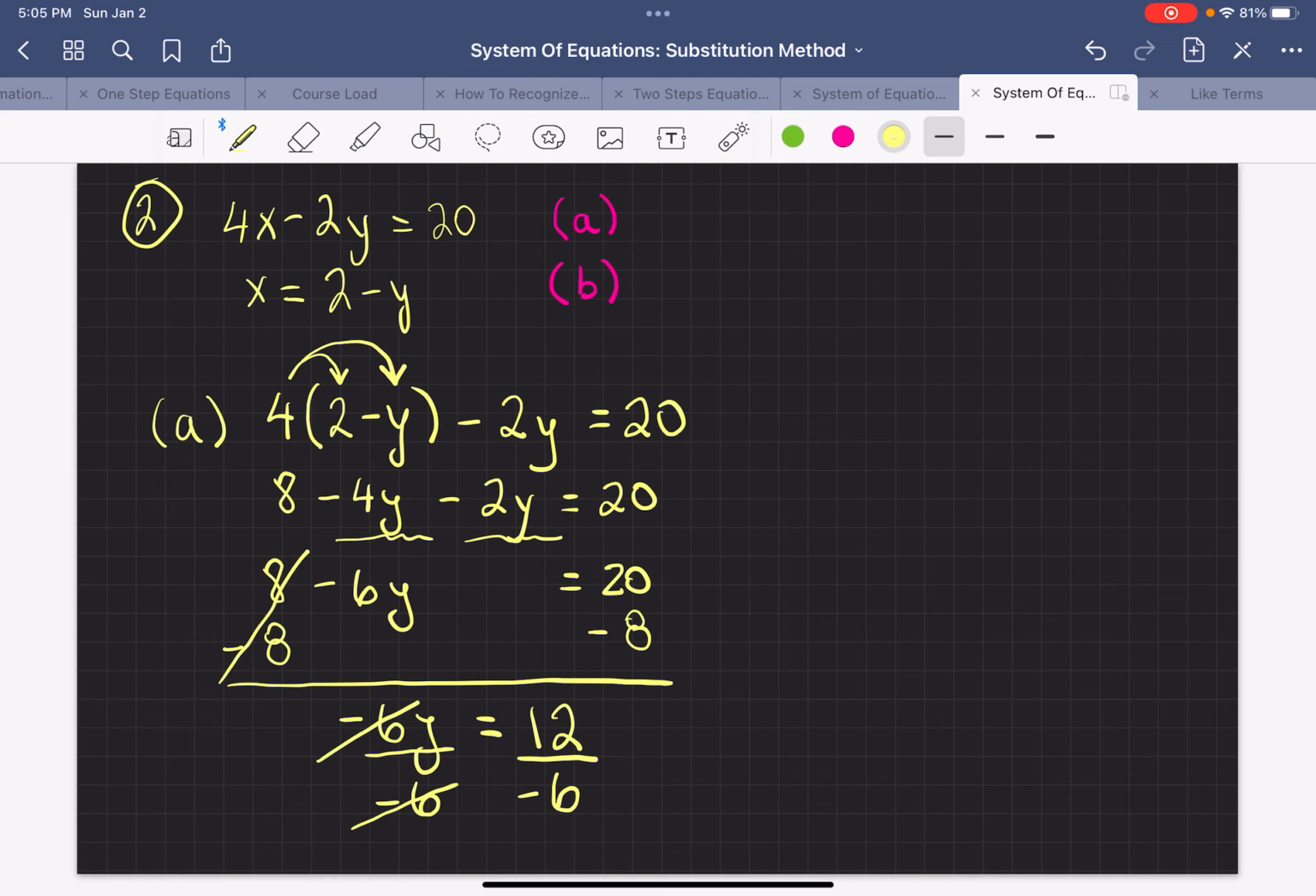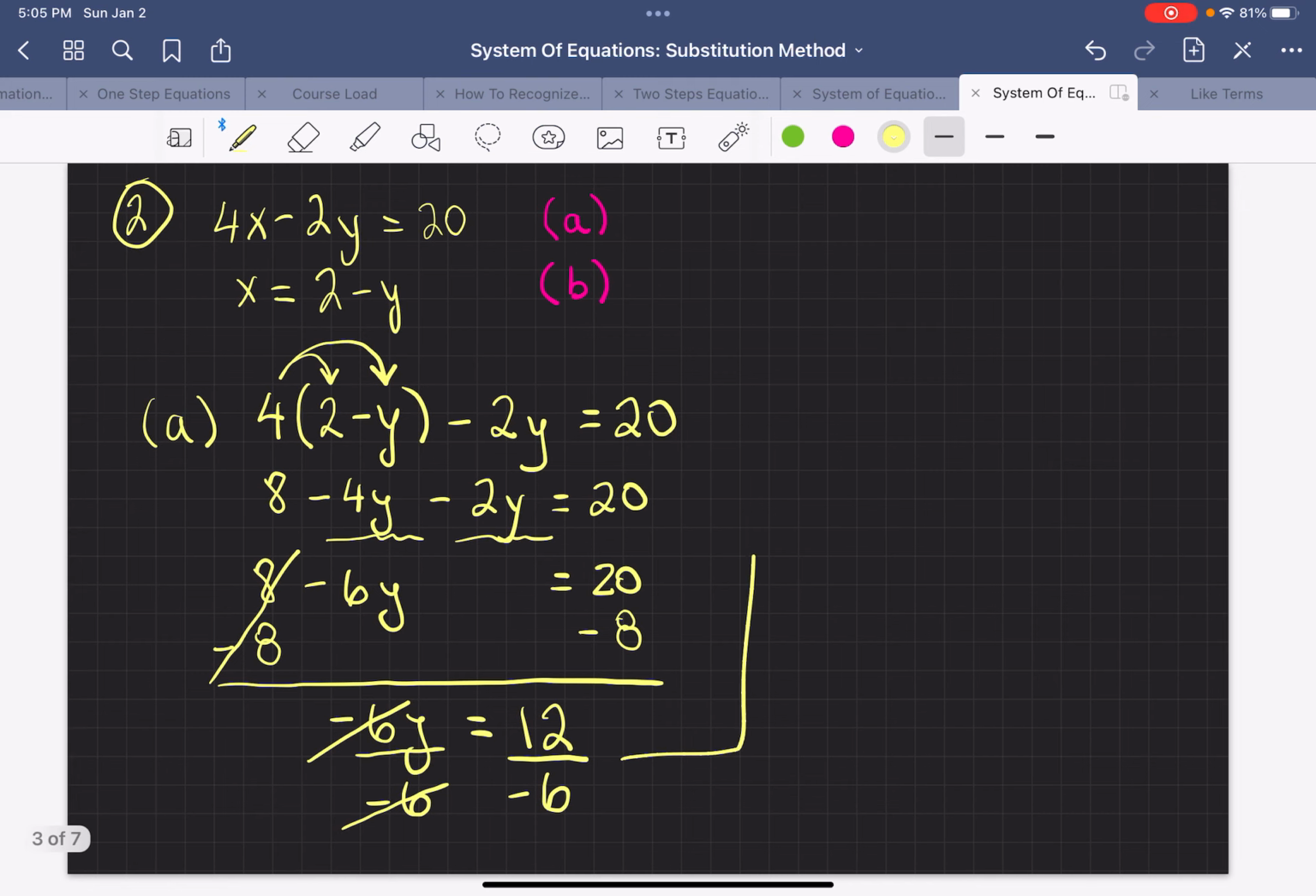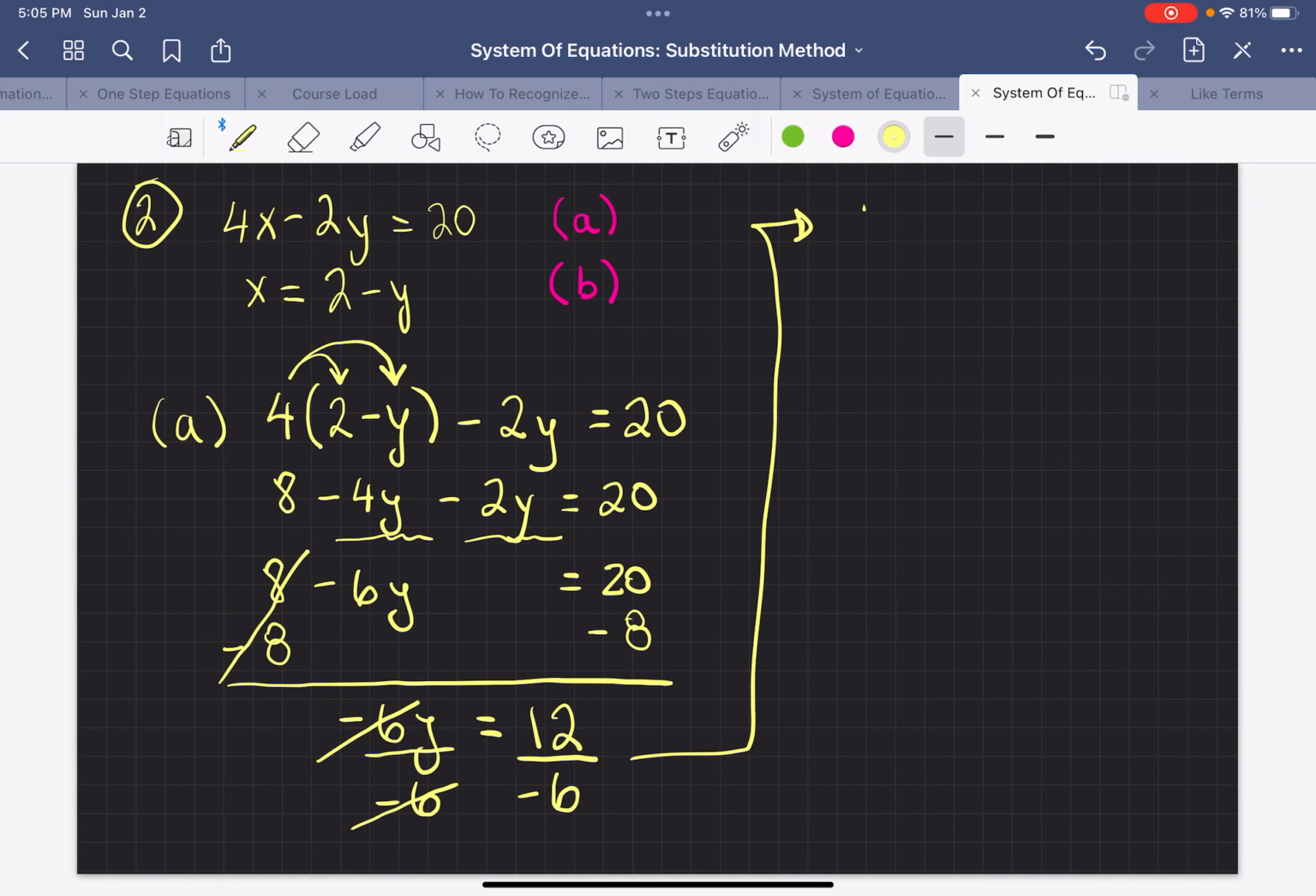So now I can cancel that negative 6. I'm going to continue here. And y is equal to 12 divided by 6, which is 2. And a positive divided by a negative is a negative. So y is equal to negative 2. Am I done? Not yet. Remember, as always, a point is x and y. And I already have y, which is negative 2. But I don't have x yet. So I need to find x.